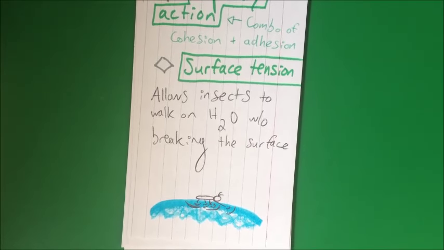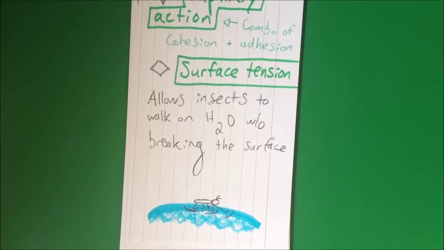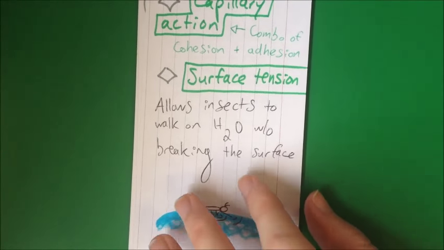Cohesion tension prompts a final phenomenon known as surface tension, which allows insects like the water strider to literally walk on water without breaking the surface.